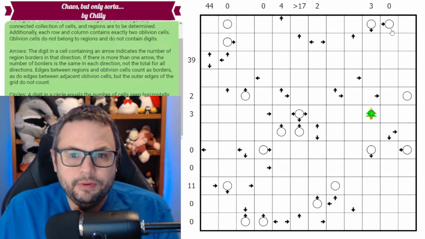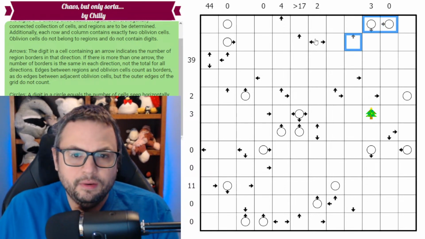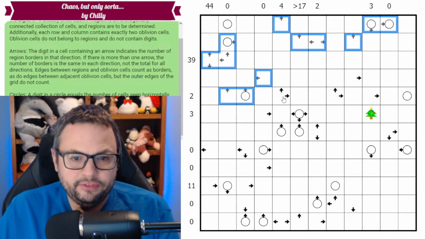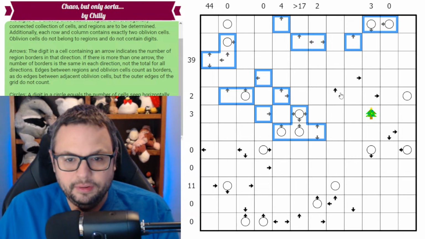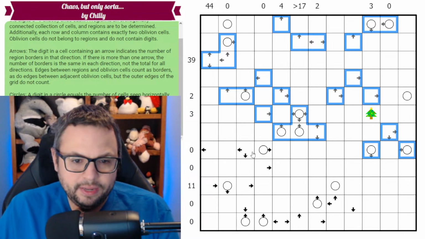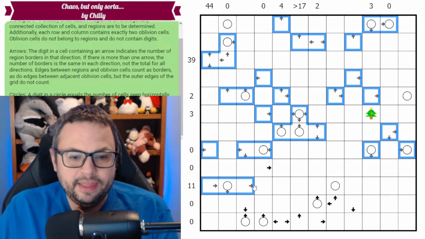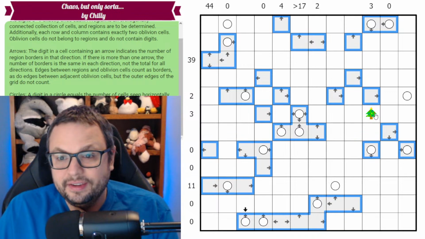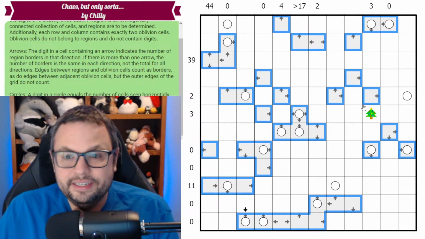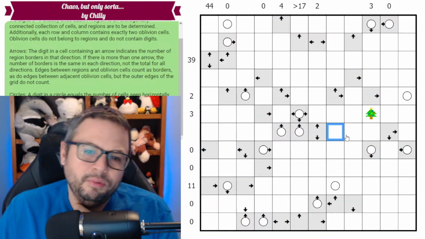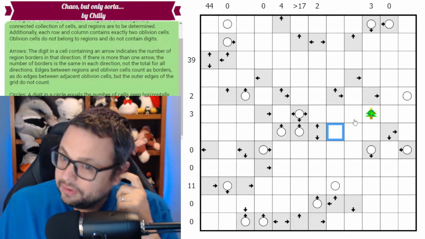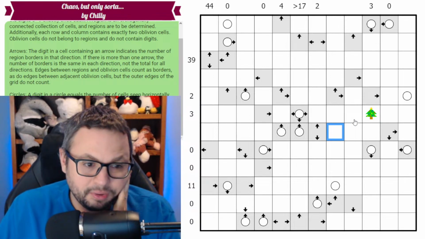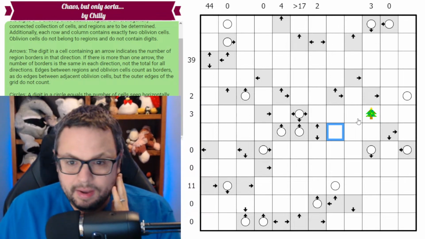And I can put a light gray on every cell with an arrow just to indicate that it is not an Oblivion cell, if I understand the rules correctly. The rules probably explicitly say that, but I could not find it. I guess it says the digit in a cell containing an arrow, which doesn't quite say that every arrow cell contains a digit, but I'm inferring that because I think if it wasn't, it would say otherwise. Oh, I'm missing an arrow?